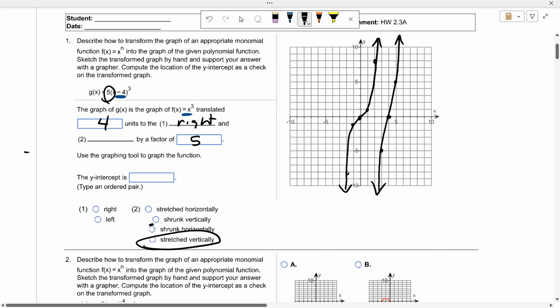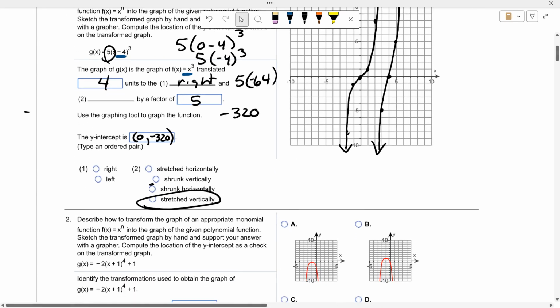And then the y-intercept of this one is when you put in a 0 for x: 5 times (0 minus 4) cubed, which is 5 times -4 cubed, or 5 times negative 64, which is -320. The y-intercept is (0, -320). Okay? Takes a while to get down to there on the graph.